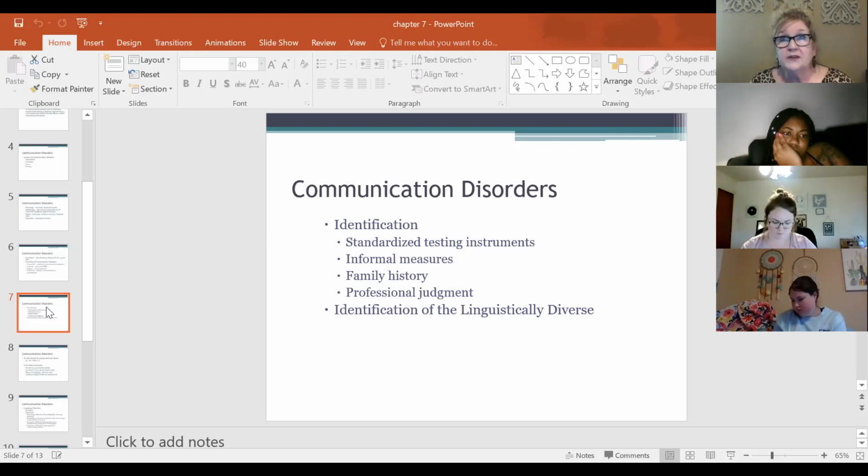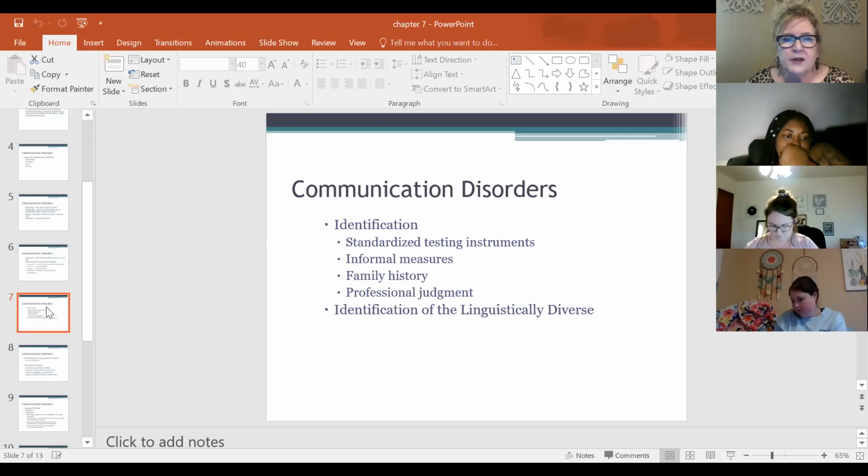They do some informal measures with the student. They talk to them, they listen to them, they try to engage them in conversation. If the child is young, they'll do some play activities with them. They'll talk to the parents or perhaps the foster parents. They might interview the daycare teachers, or if the child is older, the teachers in the classroom. And then, of course, they're going to use their professional judgment to determine what's going on as far as the child's speech disorder is concerned.